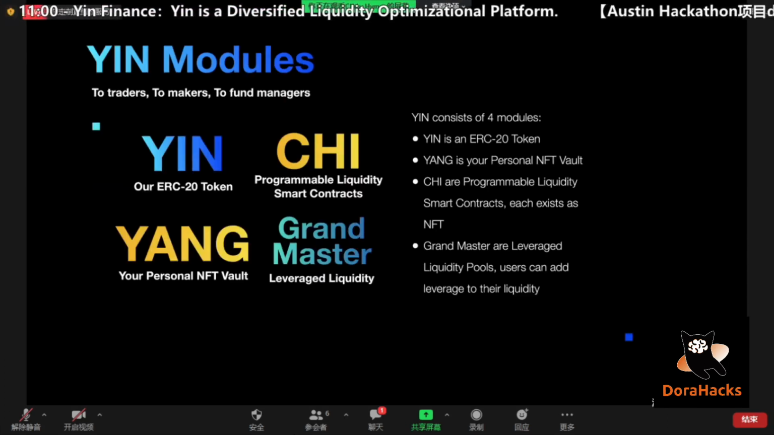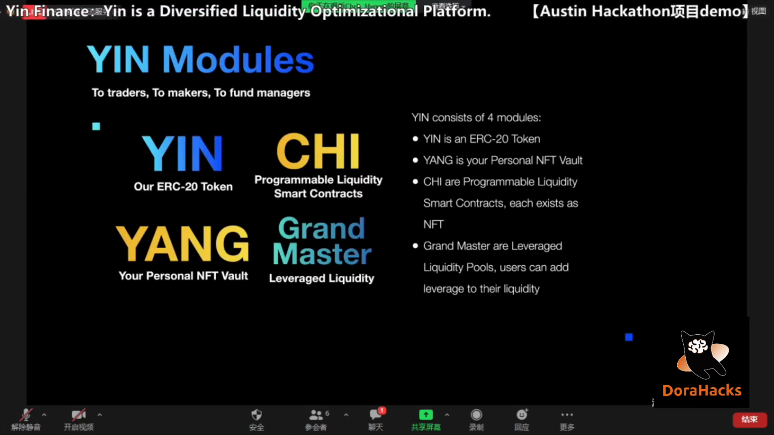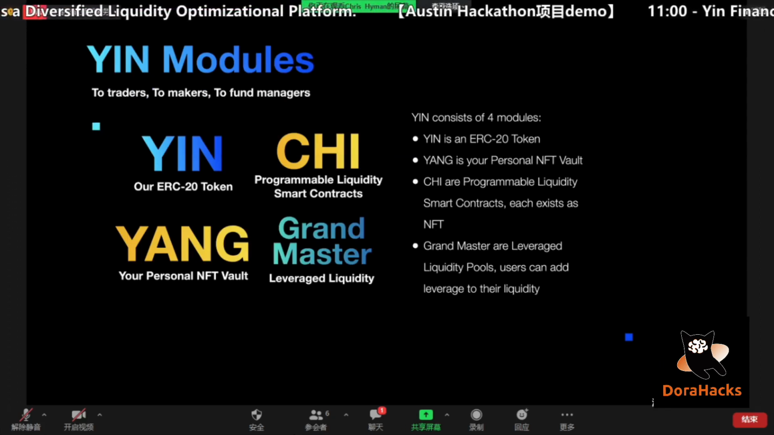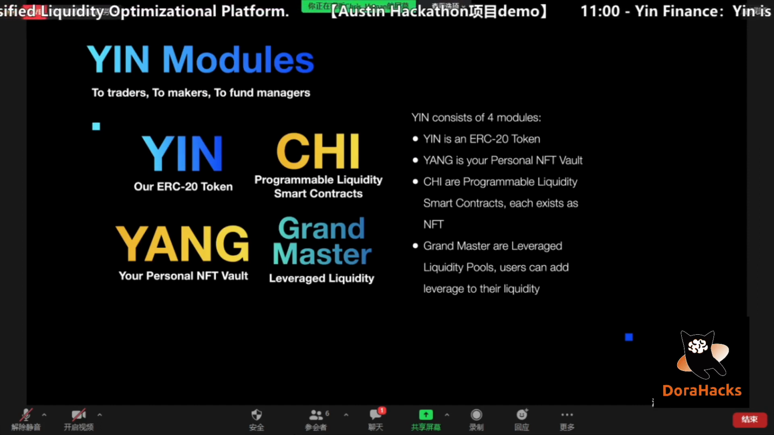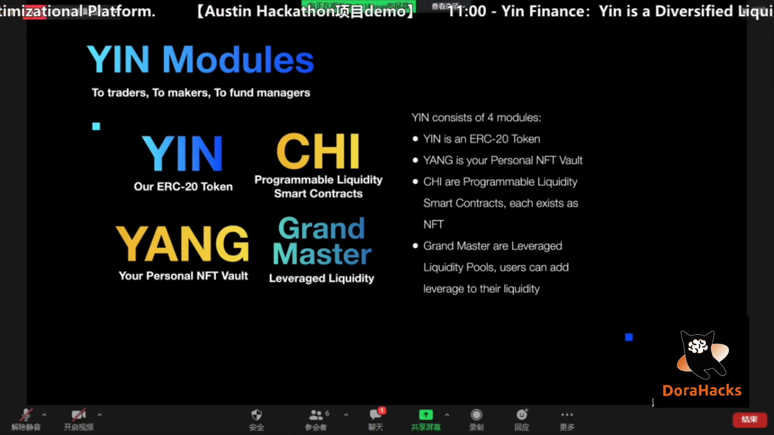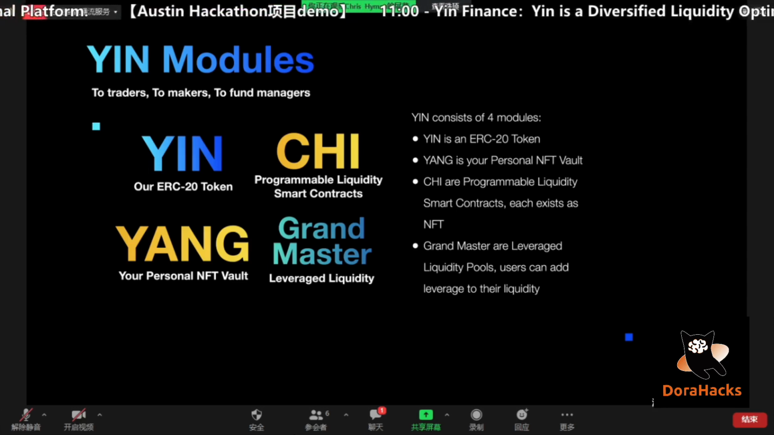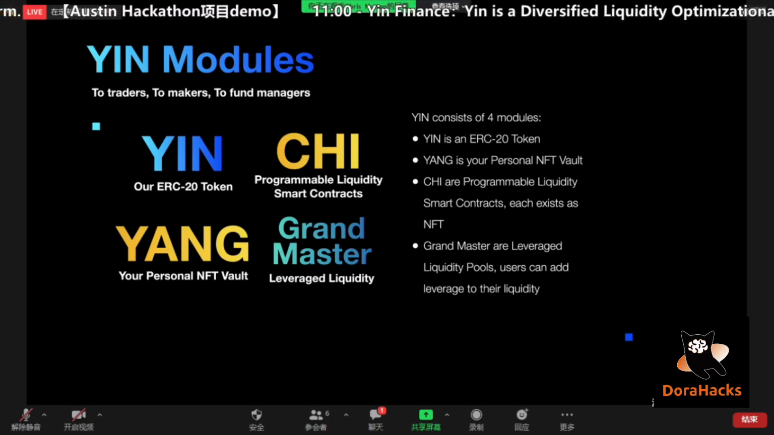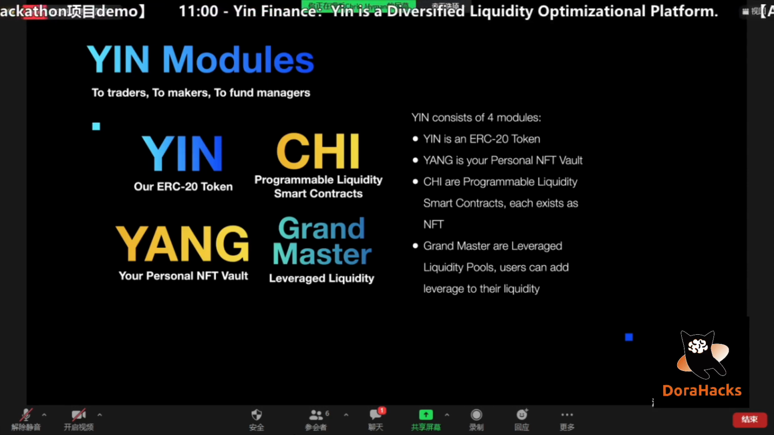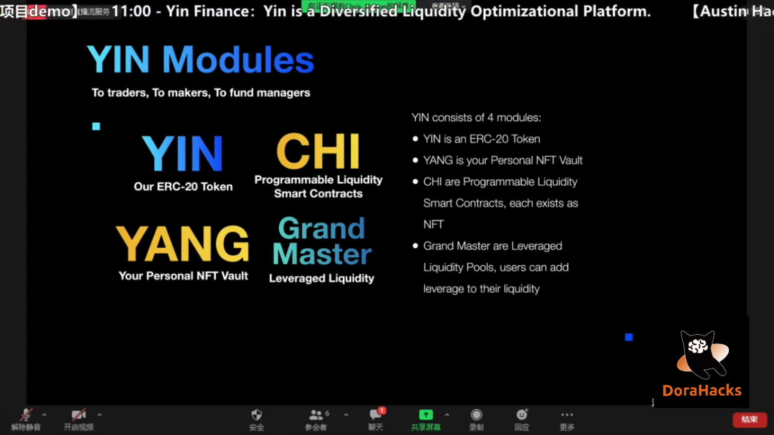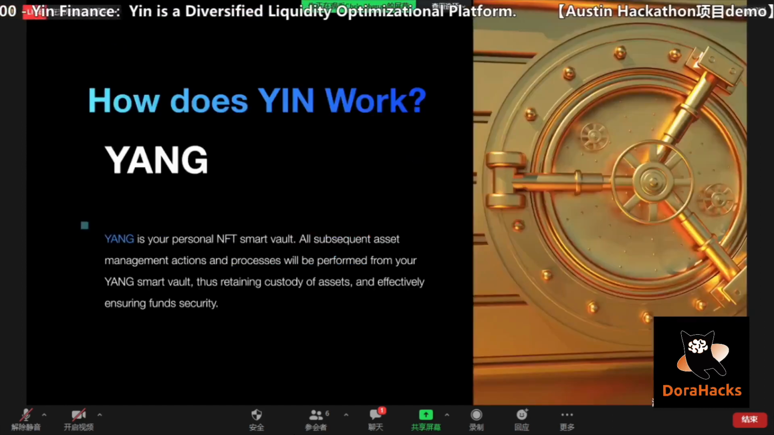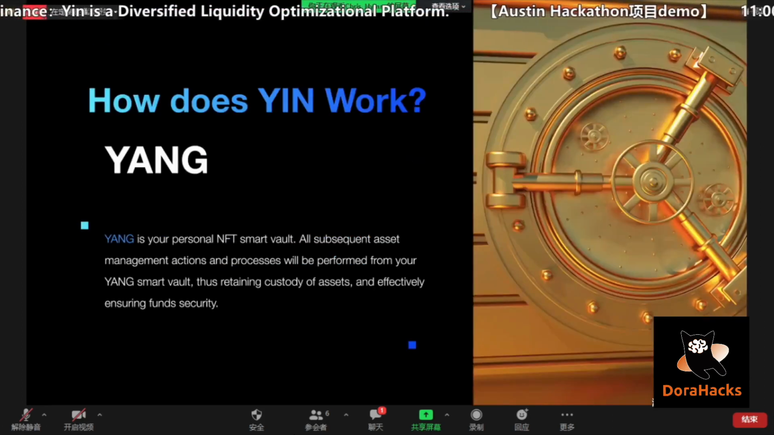And let's go deeper into Yin's modules. Yin consists of 4 modules. Yin is an ERC20 token. Yang is your personal NFT vault. Qi are programmable liquidity smart contracts. Each exists as an NFT. Grandmaster are leverage liquidity pools. Users can add leverage to their liquidity.